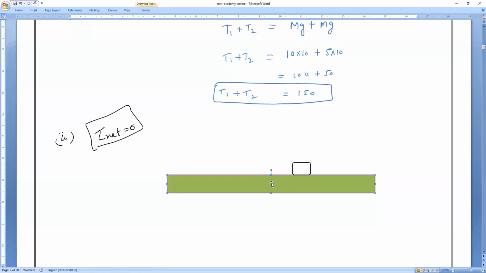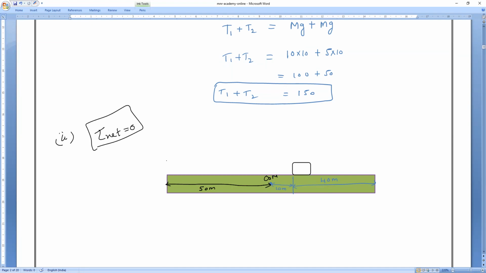Let me take this as the center and mark it. The center is present exactly here. From the center, the body is present at 10 meters, correct? And from the end, it is present at 40 meters. Now from this side, how much is remaining, from the center of mass? This is the COM, center of mass. Total is 100, so this is 50 meters, correct? Please respond.